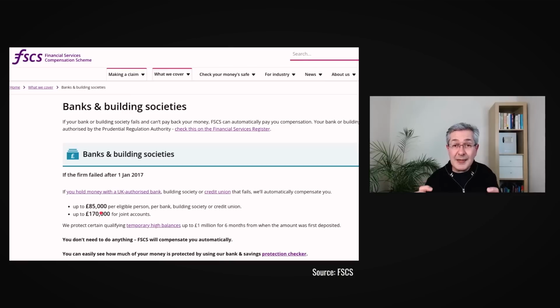Now, you have to be a little bit careful about the bank because there are often two banks which have the same parent company, and those don't have a separate guarantee. But if you do have more than £85,000, you'd spread it between multiple banks. That way your deposit will always come under the guarantee. Just be careful about the parent entity, and if you want to check that, go to this protection checker, which you can find on the FSCS website.